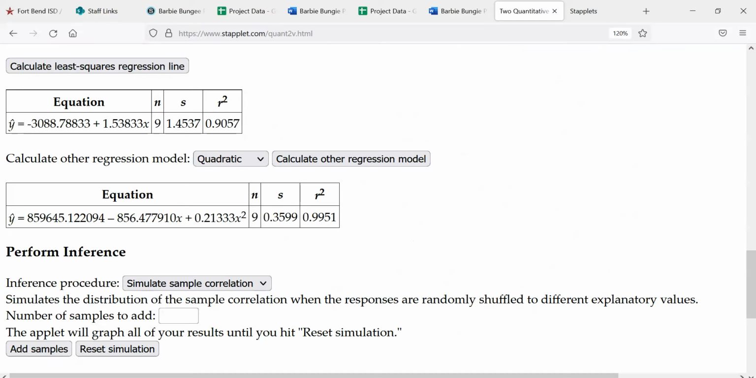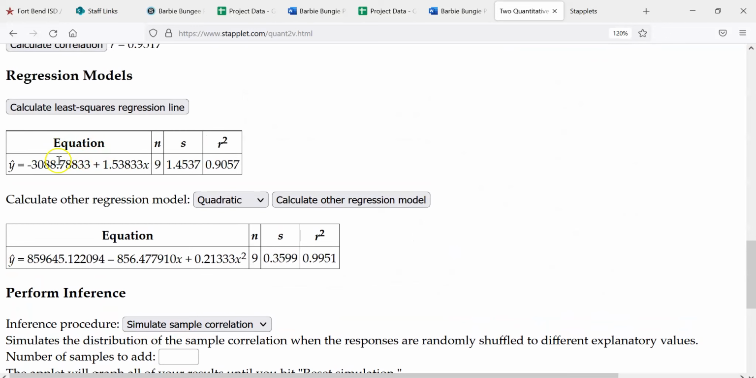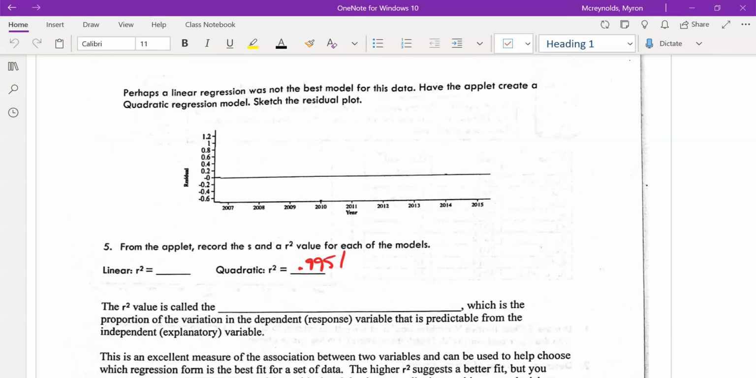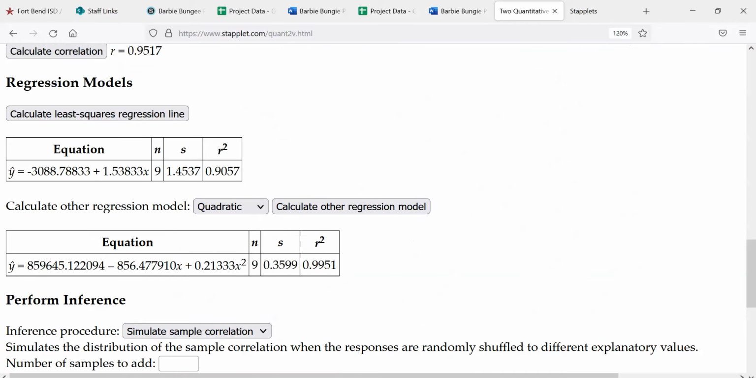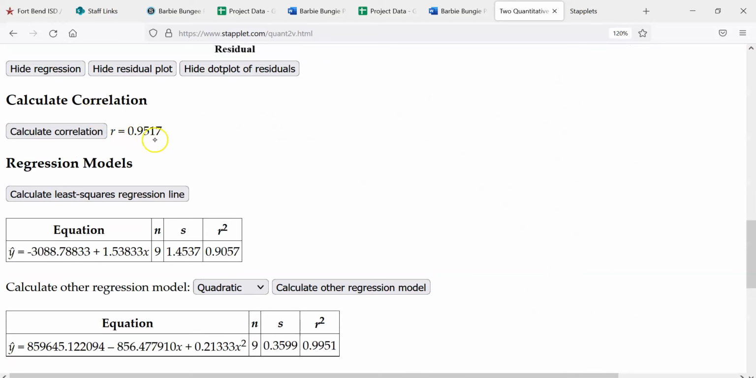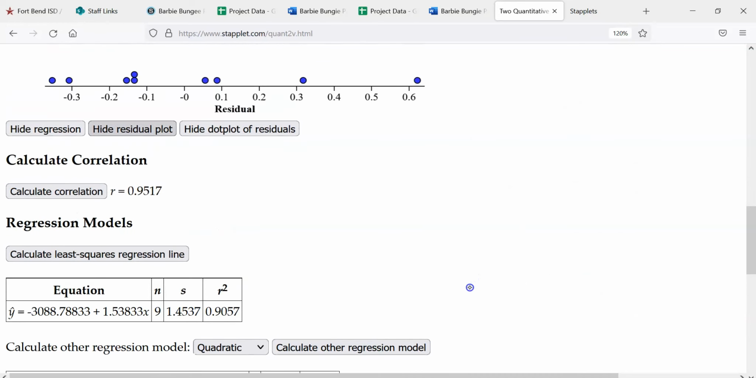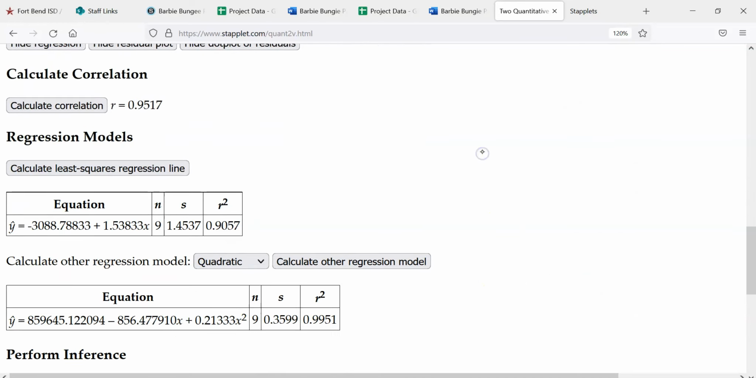And the linear up here, this equation for the linear only has an R squared of 0.9057. 0.9057 for the linear R squared. So let's talk about what those numbers mean. And that literally is just the R value squared. So this R value is 0.9517 for the linear. And so R squared is just that number squared.